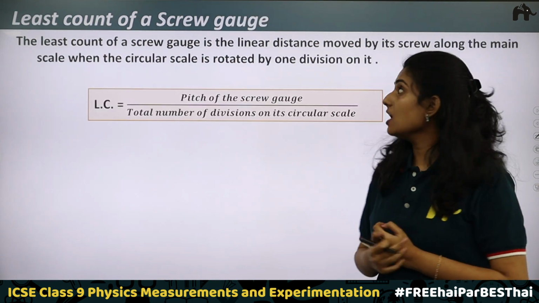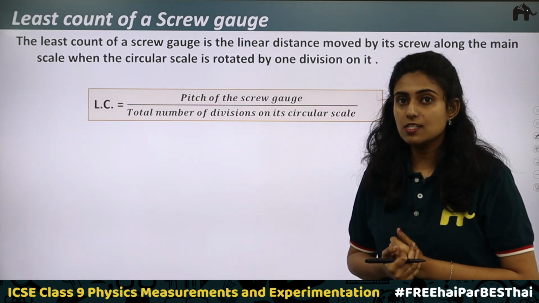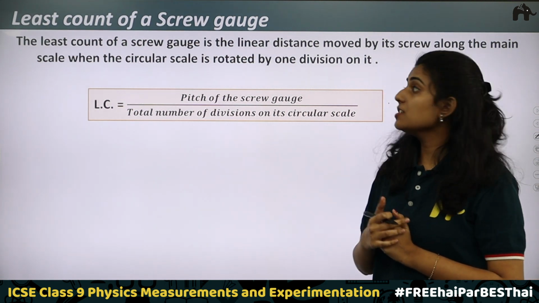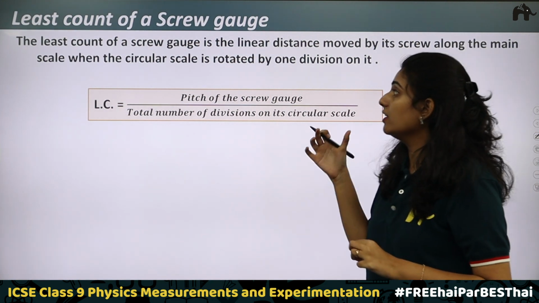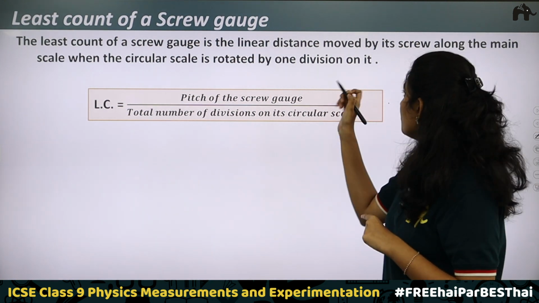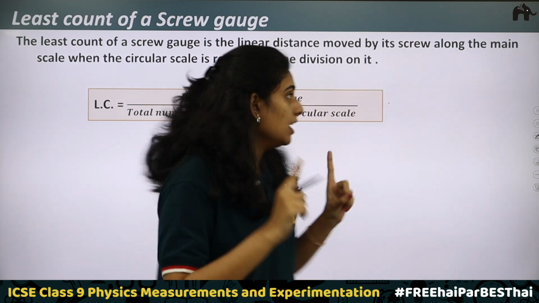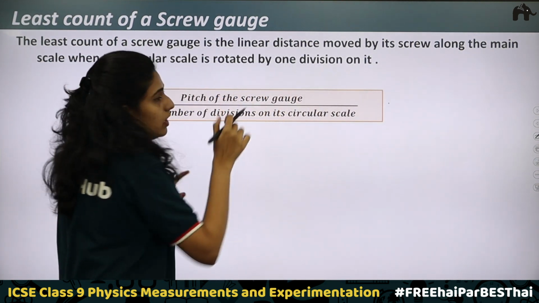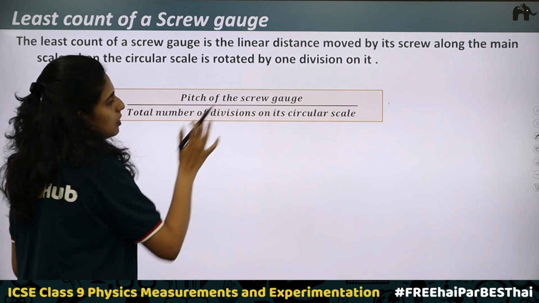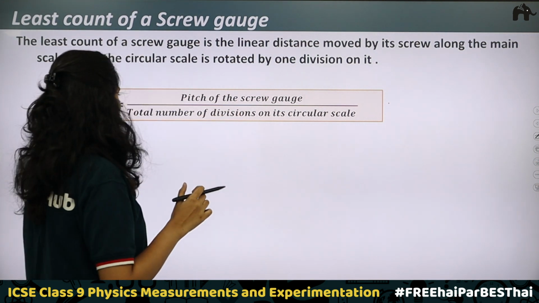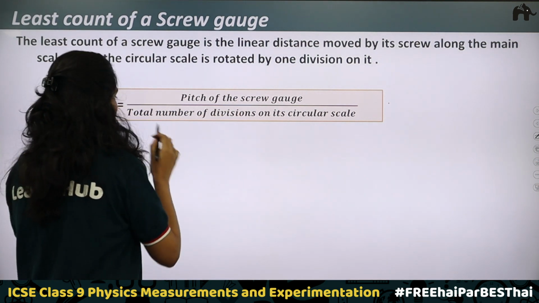Next, the least count of a screw gauge. We know how to find the least count of a screw gauge. The least count of a screw gauge is the linear distance moved by its screw along the main scale when the circular scale is rotated by one division on it. Distance moved in one rotation is called the pitch. So the pitch of the screw gauge divided by the total number of divisions on its circular scale will give you the least count. Now, how to decrease the least count?